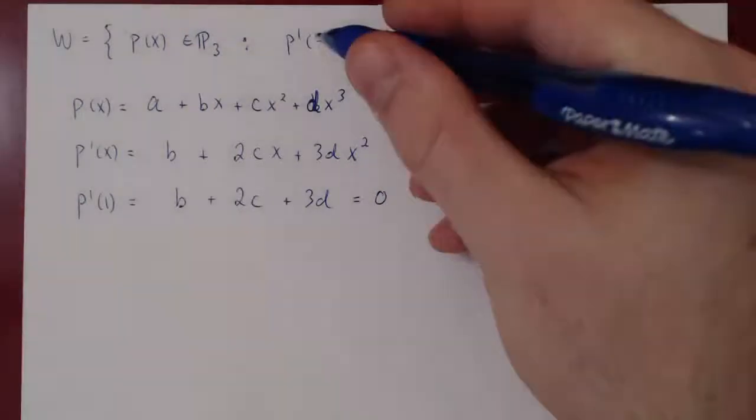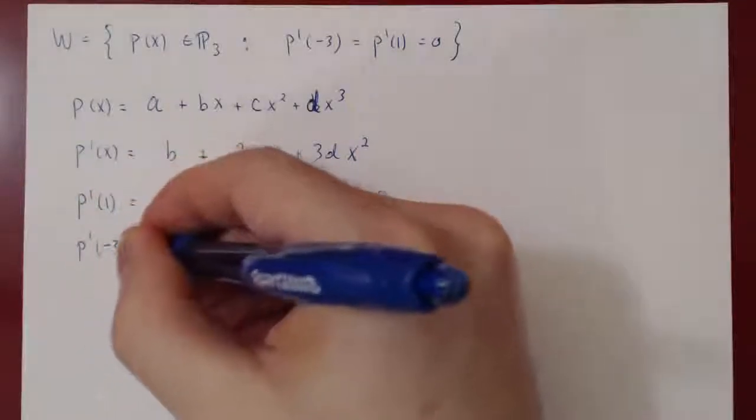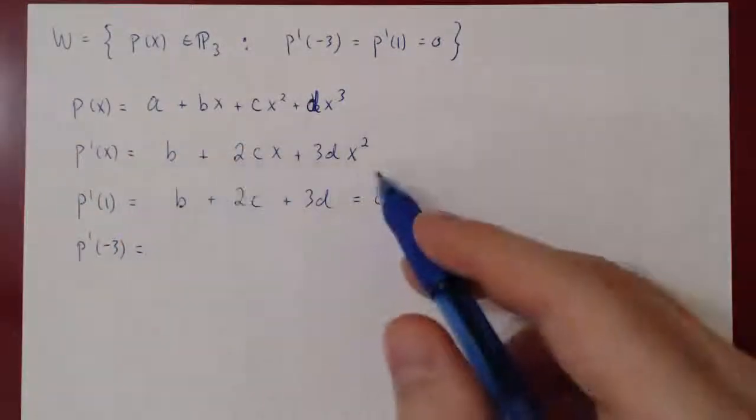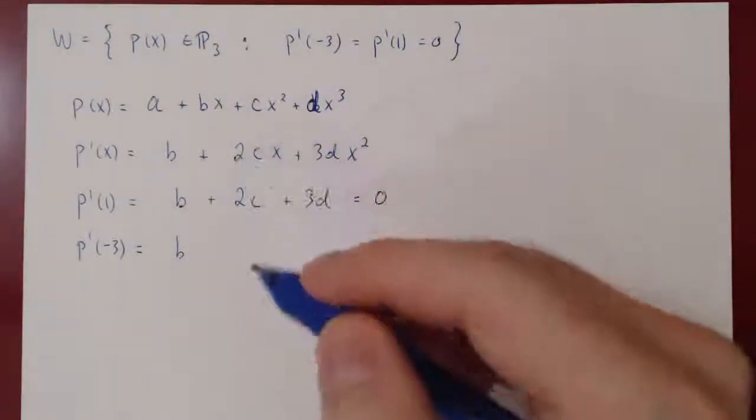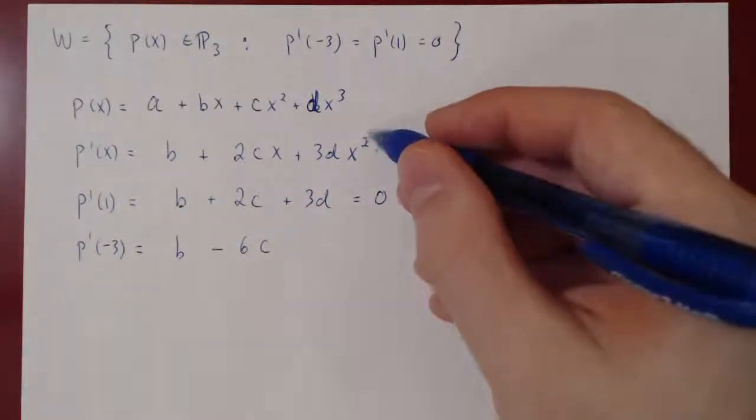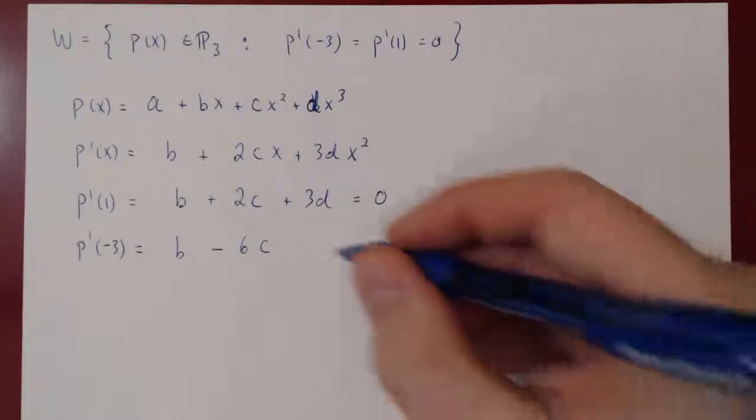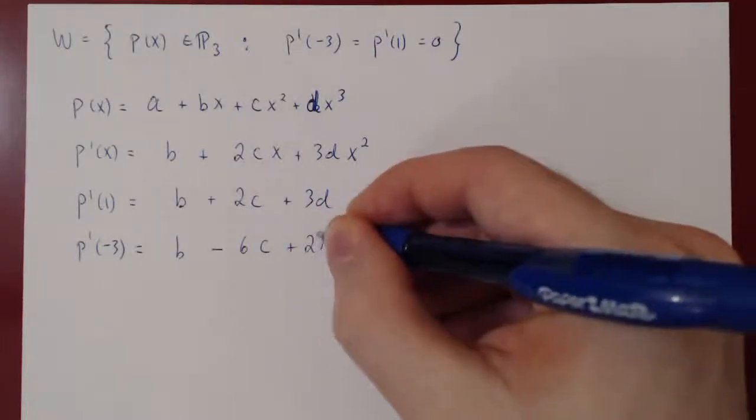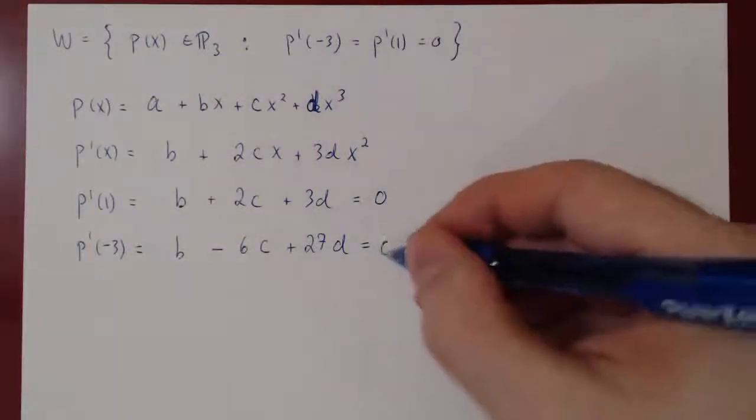And let's evaluate the derivative at negative 3. So p prime at negative 3. We now replace in the derivative x by negative 3, which gives us b, negative 3 times 2, negative 6, so negative 6c. Negative 3 squared is positive 9, times 3 is 27, so plus 27d, and this is also equal to 0.